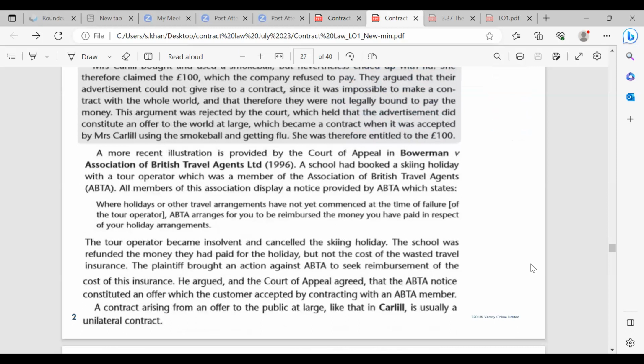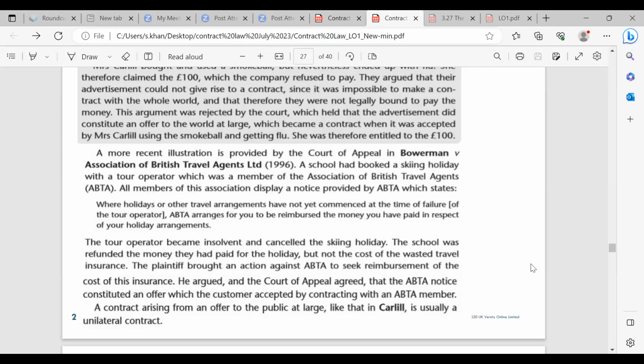A more recent illustration is provided in the case of Bowerman and Association of British Travel Agents, 1996. A school had booked a skiing holiday with a tour operator, which was a member of the Association of British Travel Agents, ABTA. All members of this association display a notice provided by ABTA, which states that where holidays or other travel arrangements have not yet commenced at the time of failure of the tour operator, ABTA arranges for you to be reimbursed with the money you have paid in respect of your holiday arrangements. The tour operator became insolvent and cancelled the skiing holiday.